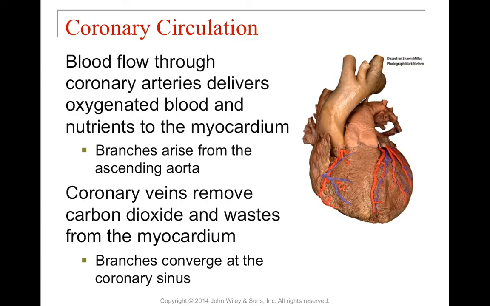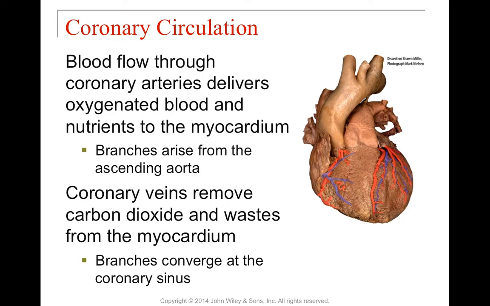All right, so let's talk about coronary circulation. This is the 3rd type of circulation that we were talking about previously. Basically, this is circulation that's going to feed into the heart tissue itself. So the blood is going to flow through these coronary arteries, and that's going to deliver oxygenated blood just like it does for the rest of the body.